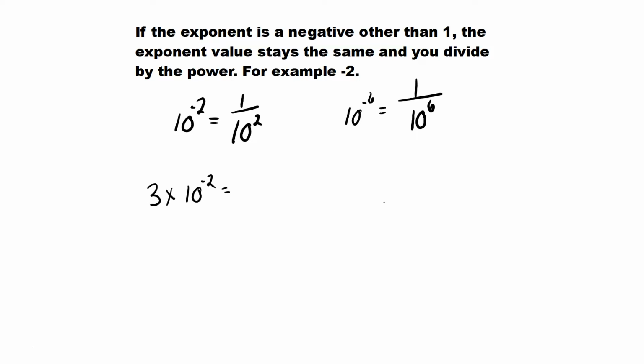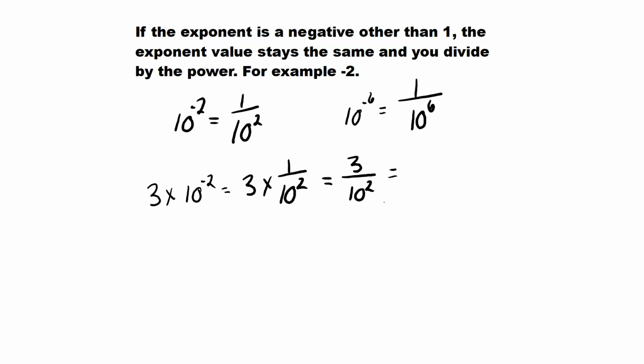Let's look at another example now. We've got 3 times 10 to the -2. What does that turn into? Well, we can expand that out a little bit to say it's 3 times 1 over 10 squared. Knowing our rules for multiplication with fractions, we can go a little bit farther and say that's 3 over 10 squared.